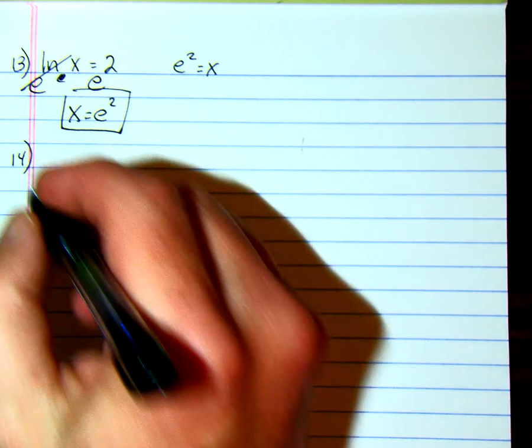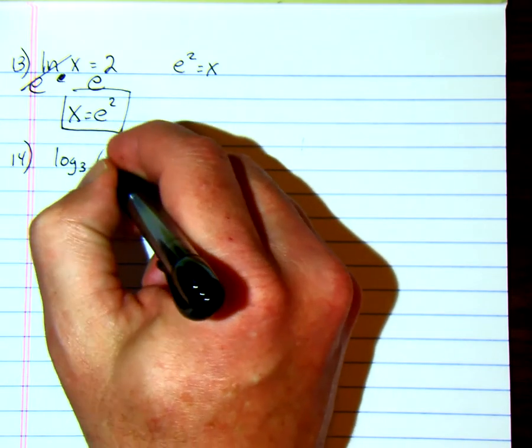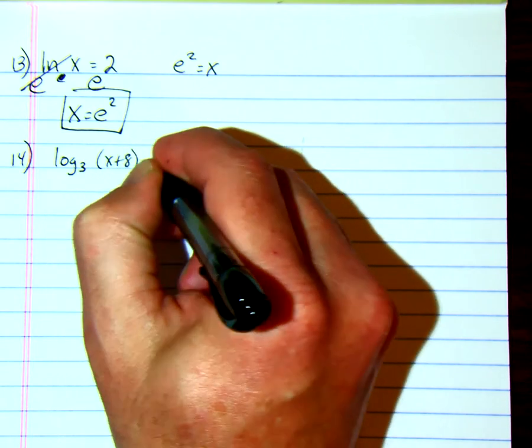All right, log base 3 of x plus 8 equals 4.